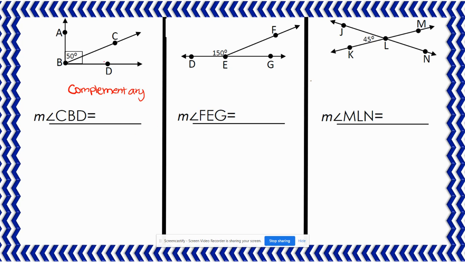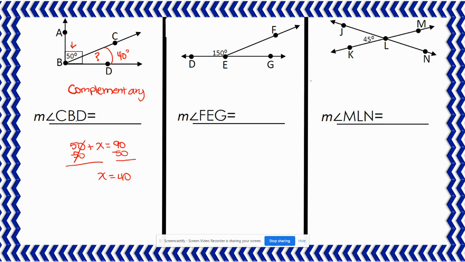So because I know that they are complementary angles, I know that angle ABC, which is 50 degrees, when added to angle CBD, which I don't know what it is, will give me 90 degrees. So I can make an equation for that where I would say 50 plus, and because I don't know what this angle is, I'll give it a variable of x, equals 90. So I would subtract 50 from both sides, and I would get x equals 40. So that means that this angle is 40 degrees.